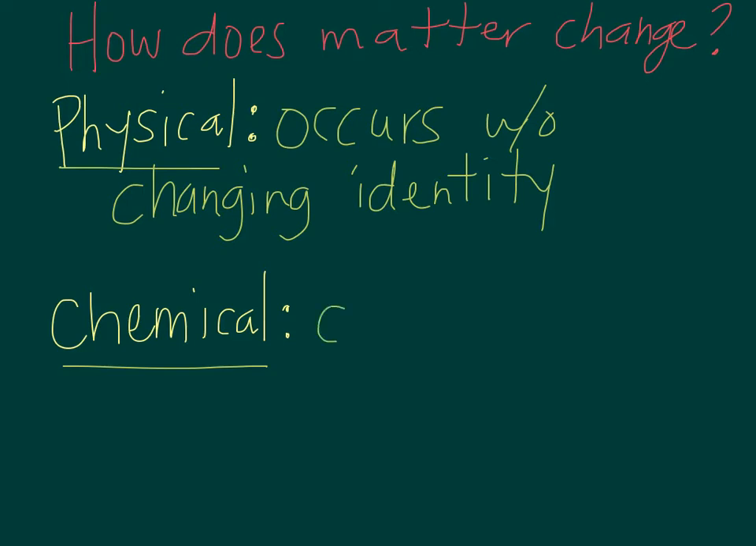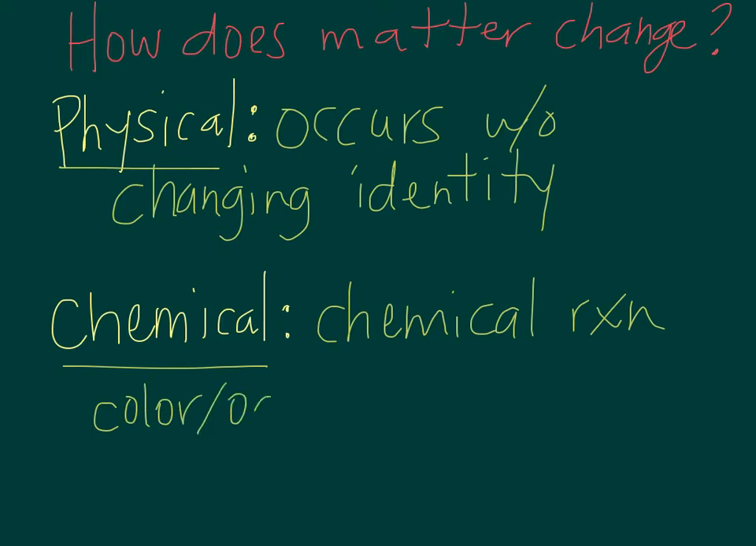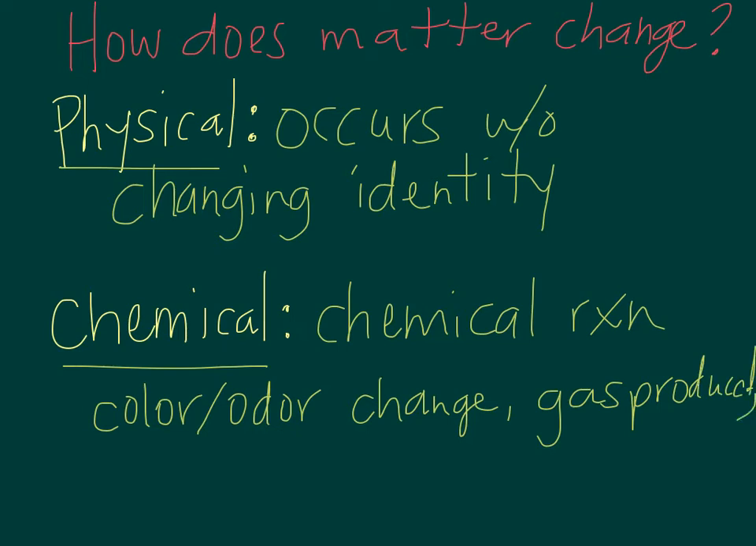Now, chemical change is obviously when a chemical reaction has occurred. So there are a couple of things that will give you a sign that a chemical reaction has occurred, like a color or odor change, the production of a gas, and giving off heat or light, and sometimes even sound will be a clue that a chemical change has occurred.